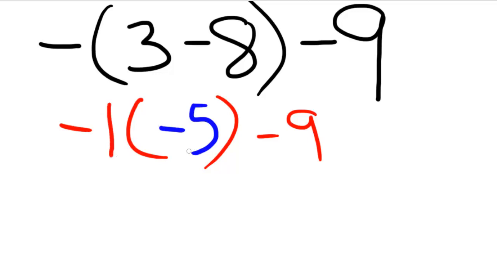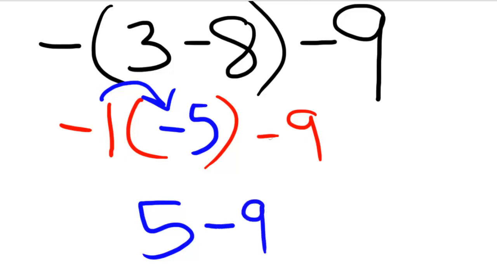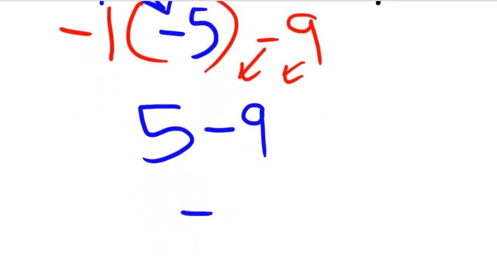There's like an invisible 1. And so now I can see it's negative 1 times negative 5. And so negative 1 times negative 5 is always going to be a positive, and positive 5. So we can simply write that. And then 5 minus 9, we know it's 5 minus 9 because we're bringing this over, we're bringing this down, and 5 minus 9 is going to give us negative 4.